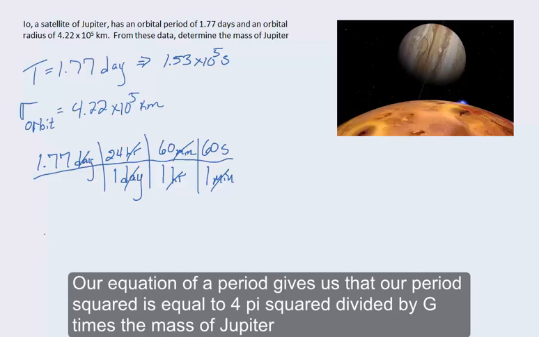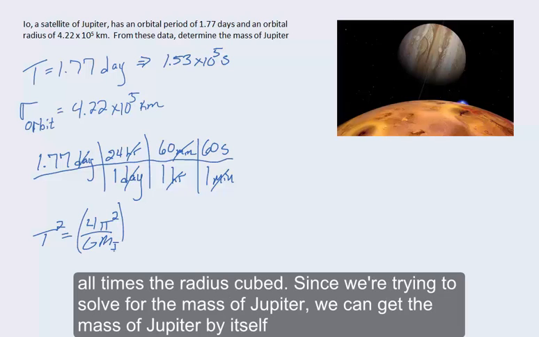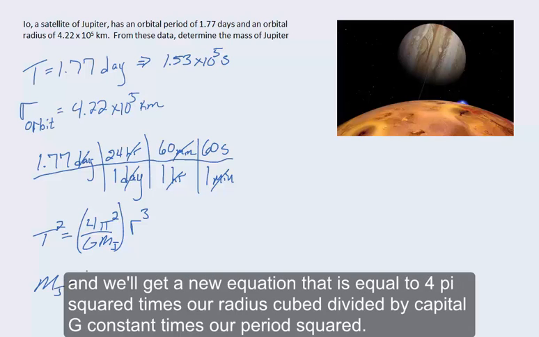Our equation of a period gives us that our period squared is equal to 4 pi squared divided by G times the mass of Jupiter, all times the radius cubed. And since we're trying to solve for the mass of Jupiter, we can get the mass of Jupiter by itself, and we'll get our new equation that is equal to 4 pi squared times our radius cubed divided by capital G constant times our period squared.